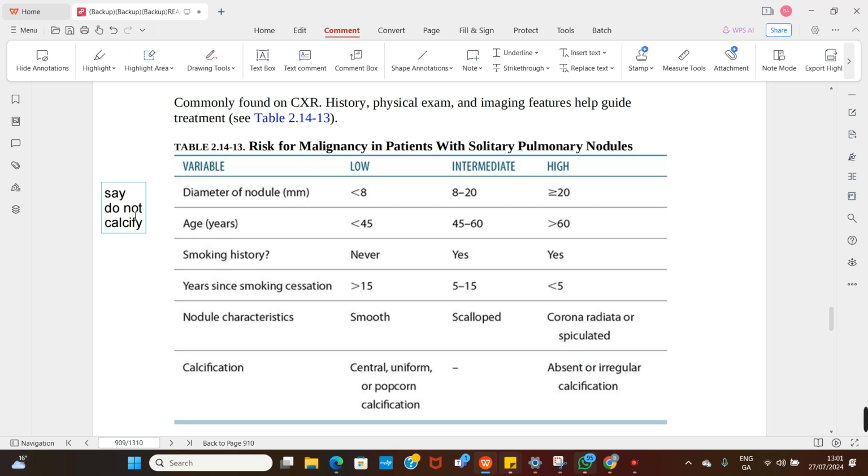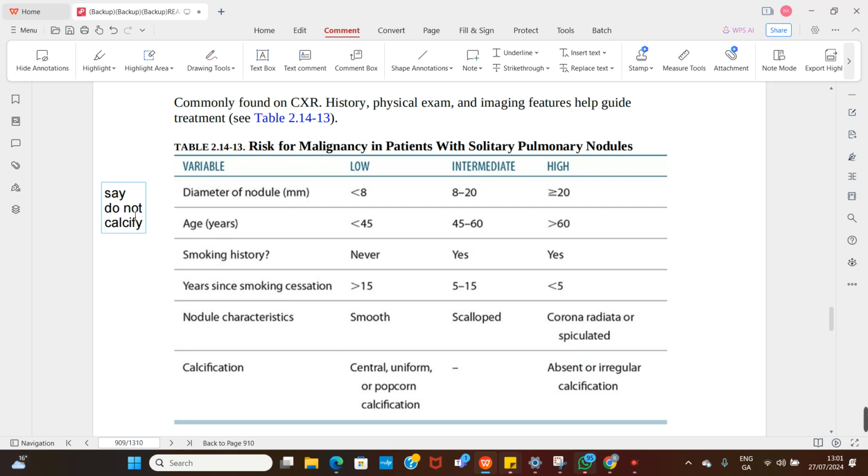Yes. What does it look like? Is it central, uniform, popcorn classification? That's low. No classification, high. Or the classification is irregular, high. So say do not classify. Say do not classify. S, smoking.